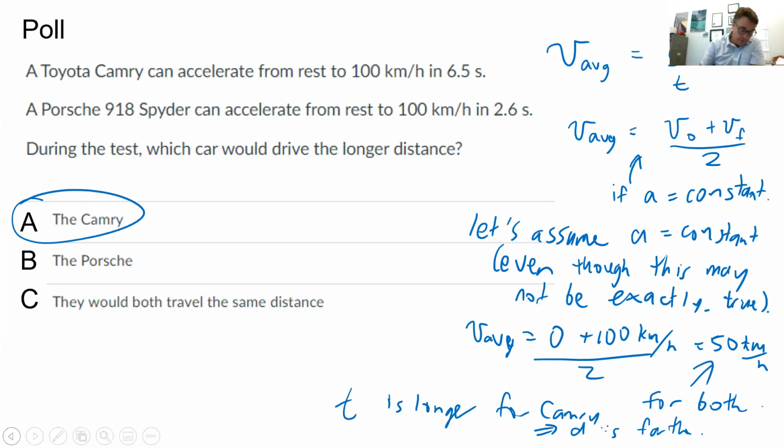Well, there's another way of thinking about it, which is that the distance is equal to 1/2 a t squared. So if something starts from rest, and this is the distance, the Porsche has a higher acceleration, but it has a smaller time. I'm going to actually mute you. Okay, you've muted, which is good.